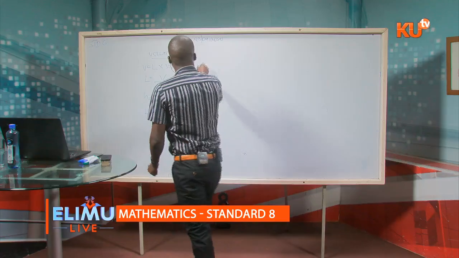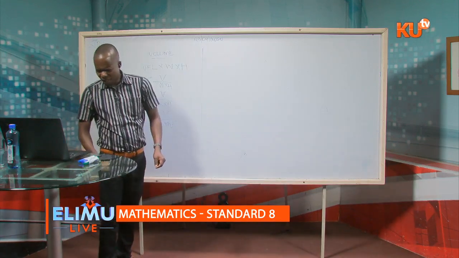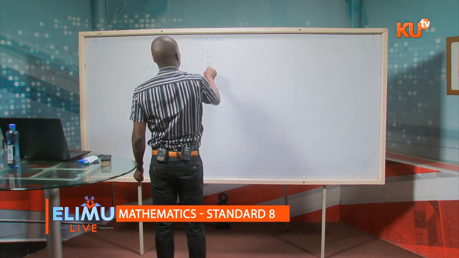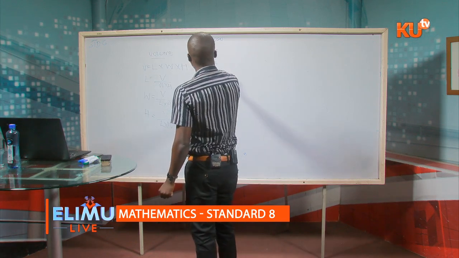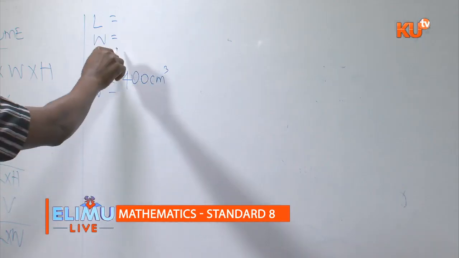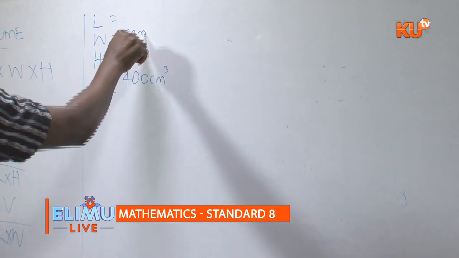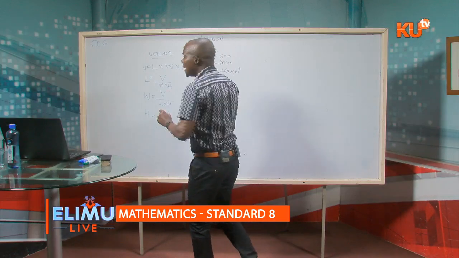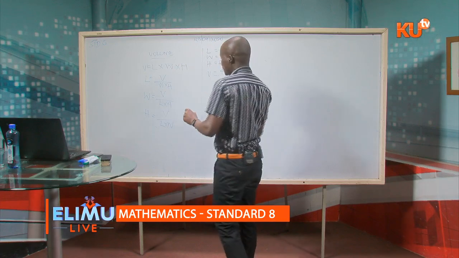Example, we have this table here. We have length, width, height, and volume. Volume you are given to be 400 cubic centimeters. Height is 20 centimeters. Width is 5 centimeters. How do we find length? From here, length is volume divided by the product of width times height.